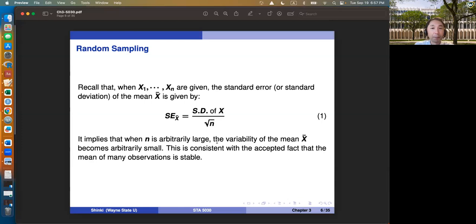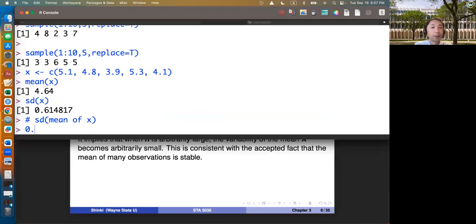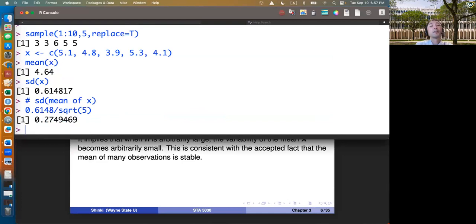So that is the theory. In this case, it's a very simple situation. We have just independent and random variables from the same distribution, so we can calculate the standard error of X bar as this quantity: 0.6148 divided by the square root of 5. Sorry, this is not 0.12, it is 0.275.